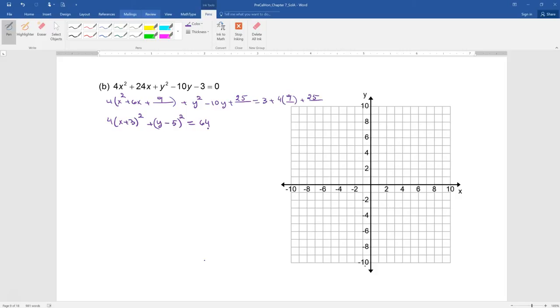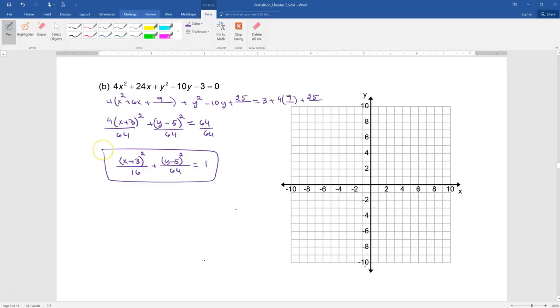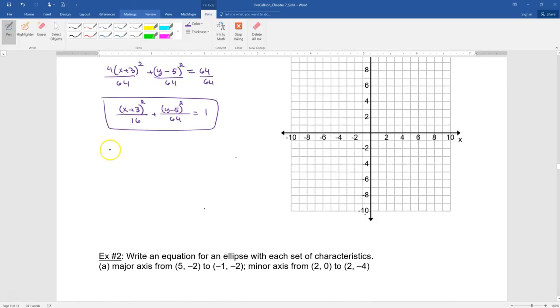Now, we're still not done because the equation must equal 1. So how do I divide by 64? Divide by 64. So now, what's 64 divided by 4? 16. (x plus 3) squared over 16 plus (y minus 5) squared over 64 is equal to 1. Look at that, it's amazing.